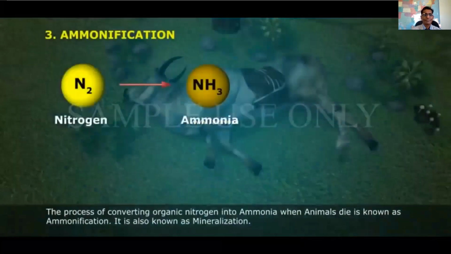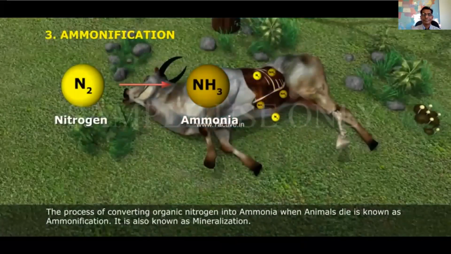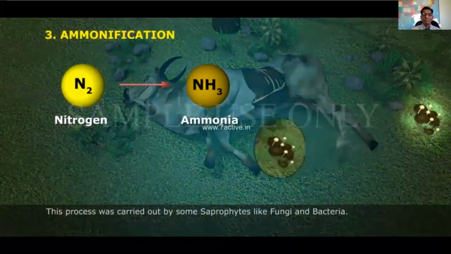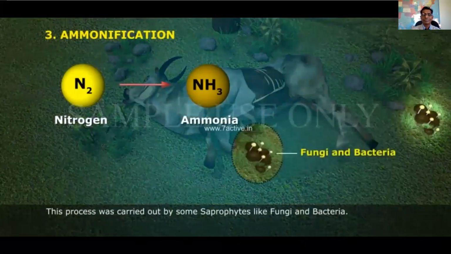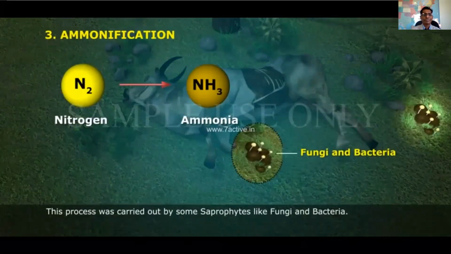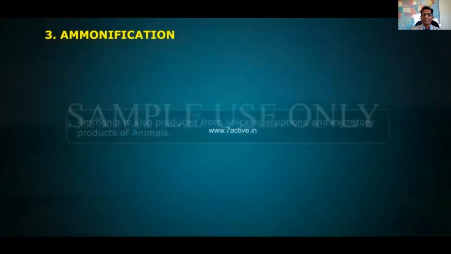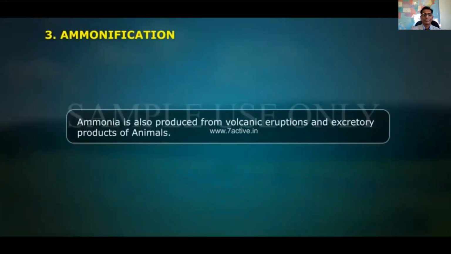3. Ammonification. The process of converting organic nitrogen into ammonia when animals die is known as ammonification. It is also known as mineralization. This process is carried out by some saprophytes like fungi and bacteria. Ammonia is also produced from volcanic eruptions and excretory products of animals.